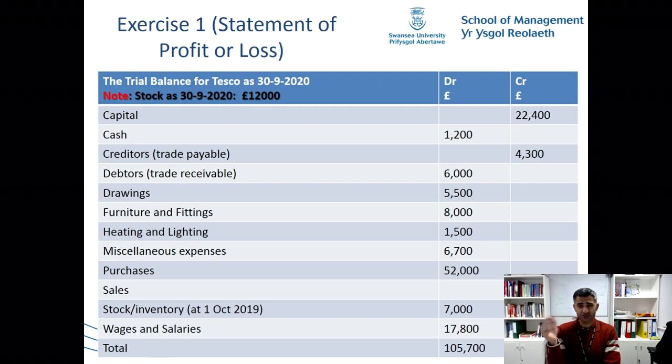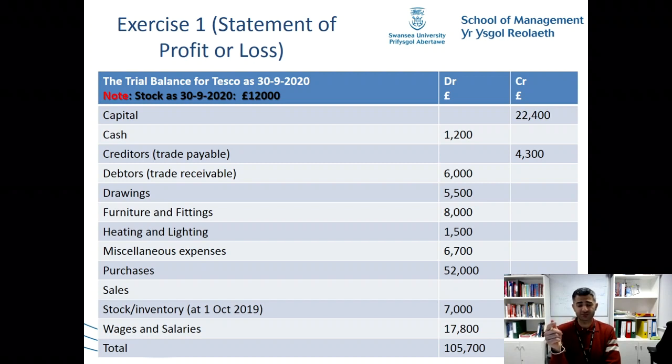Sales we needed in order to do the statement, so right beside the statement of profit or loss. Stock, inventory at 1st of October 2019. When I say 1st of October 2019, what does that mean? This means it is the beginning of the year. What does that mean? It's opening stock or inventory. So again, we need to use it in the statement of profit or loss to calculate cost of sales.